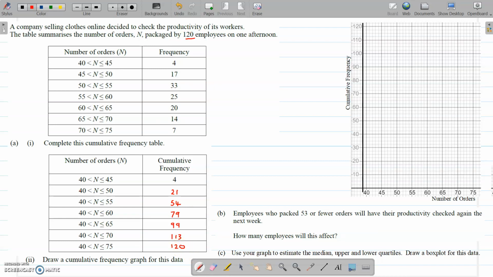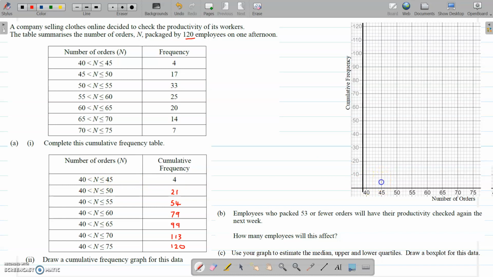So that's really easy. Okay, then we come to draw the cumulative frequency graph. Now, a few rules about this that you need to follow. The first thing is that you plot the end point of the class interval against the cumulative frequency. Okay, so I'm plotting 45, 4, not the midpoint.